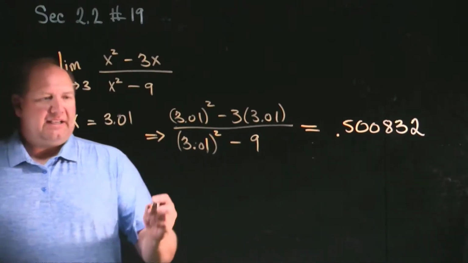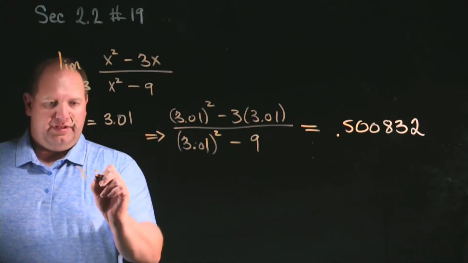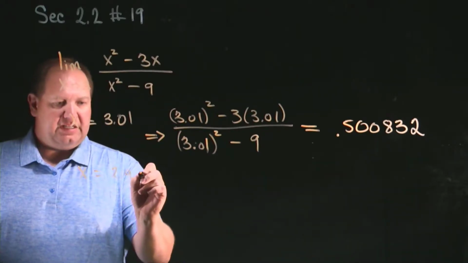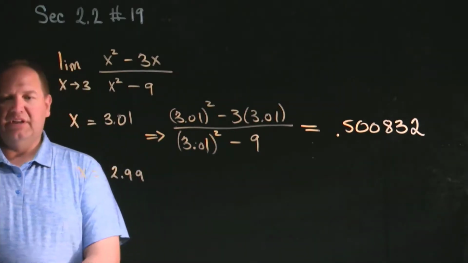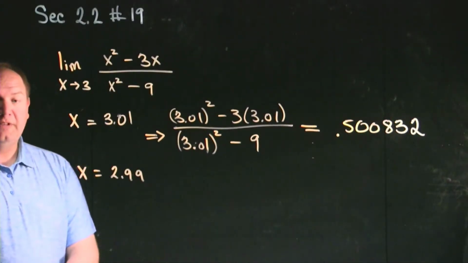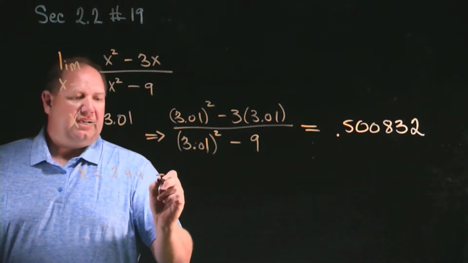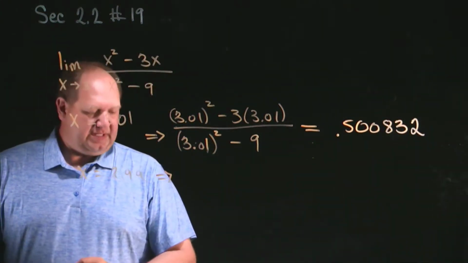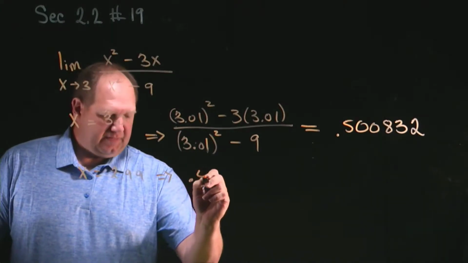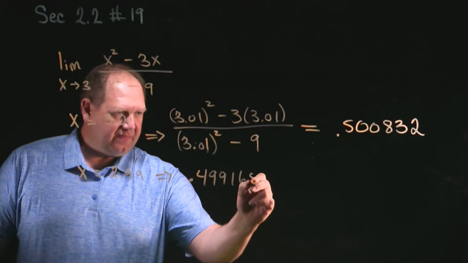So I did exactly the same thing for x is equal to 2.99. I plugged x is equal to 2.99 into the calculator for this function, and I got 0.499165.